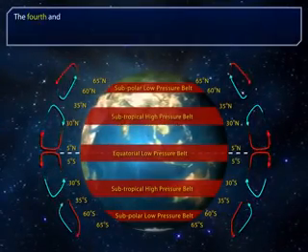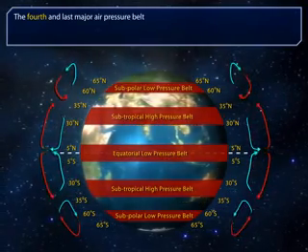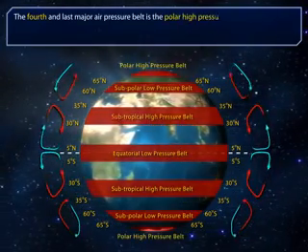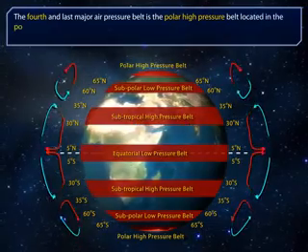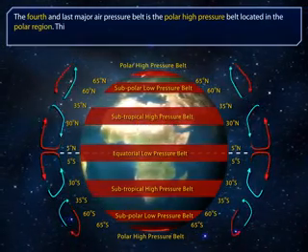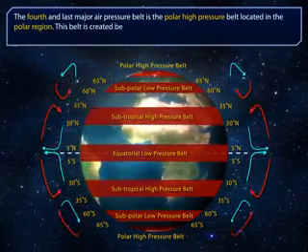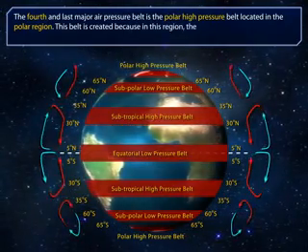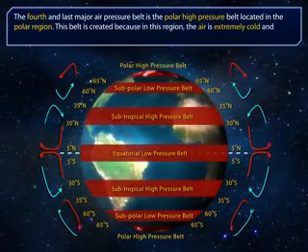The fourth and last major air pressure belt is the polar high pressure belt located in the polar region. This belt is created because in this region the air is extremely cold and heavy.